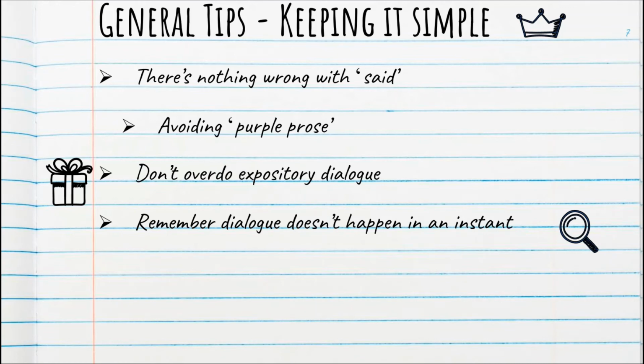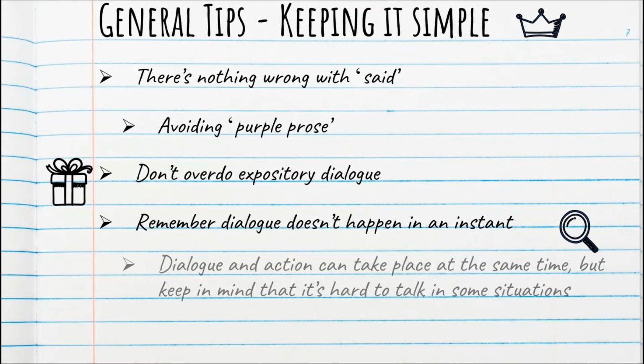When you're speaking, it takes time to say the words, to get them across. Conversations can last for hours. They don't happen in seconds. All right? So just keep that in mind as you're writing. What are your characters doing while they're talking? Because dialogue and action can take place at the same time, but keep in mind that it's hard to talk in some situations.